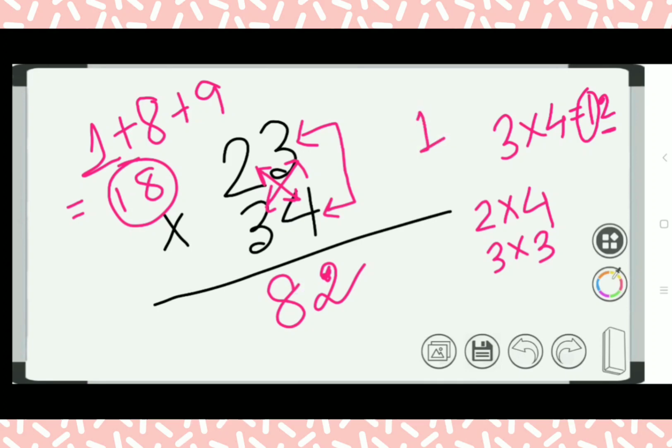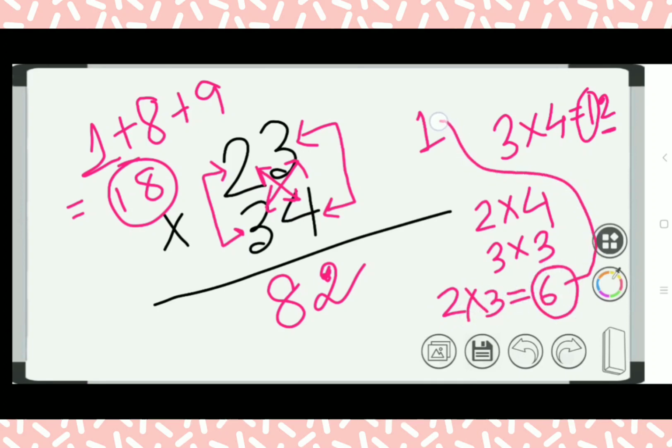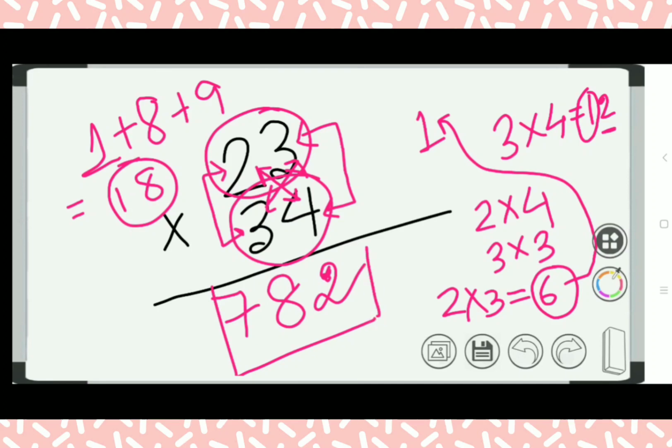Then we will multiply these two digits of the tens place of the two different numbers. You can see 2 into 3, it is 6. This 6 will be added to the carried 1, and we will write here 7. In this way we can do this type of multiplication in a single line, and if you practice more and more, it will not take much time.